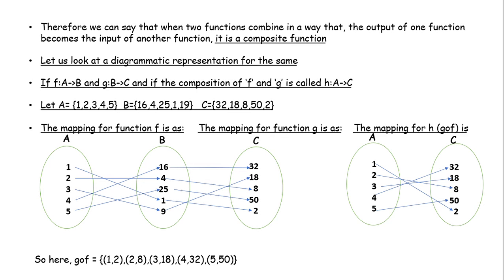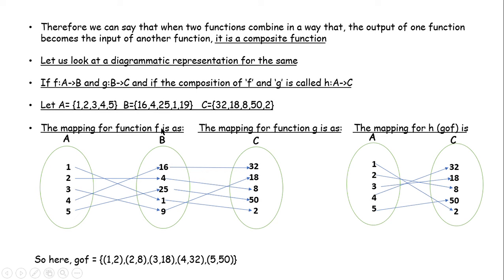Now we will see through an example that will make the understanding clearer. Suppose I have a set A having elements 1, 2, 3, 4, 5, and a set B having elements 16, 4, 25, 1 and 9, and another set C having elements 32, 18, 8, 50 and 2. First of all, I will look at function f.